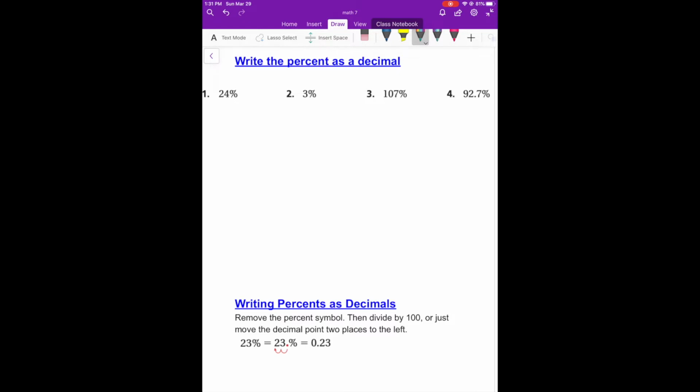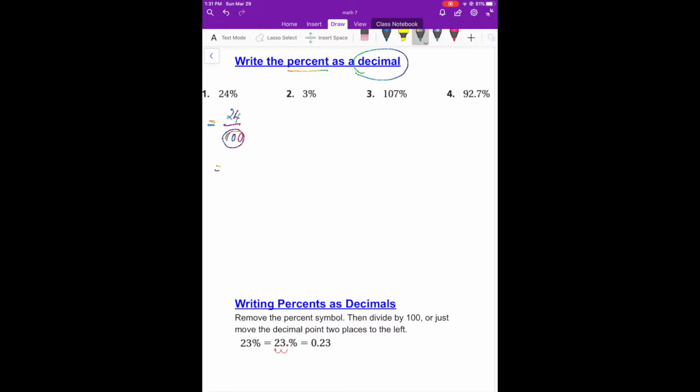So now we are going to write the given percent as a decimal. They are giving you the percent form and you need to write that as a decimal form. So let's look at number 1. It's 24%. You already know 24% is 24 over 100. So out of 100, 24 of them are shaded. Or if this is a test, the total is 100 points and you earned 24 out of 100. So how do I write that as a decimal?